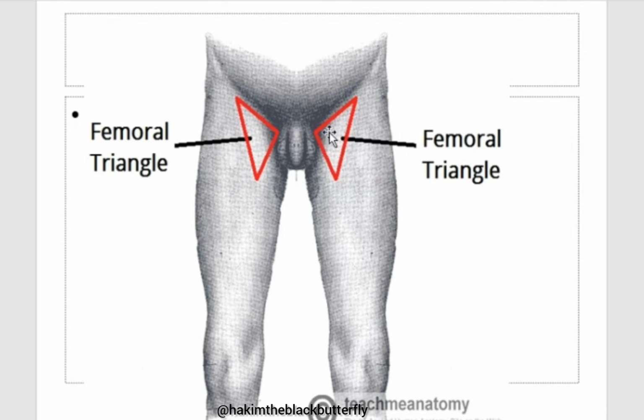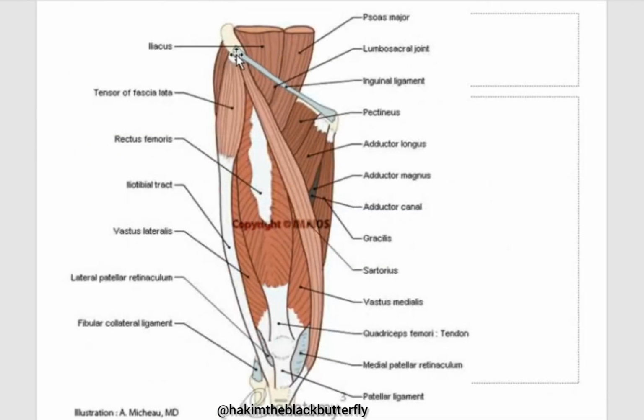Any penetrating injury on the anteromedial aspect of the thigh can injure the femoral artery, the femoral vein, and the femoral nerve, because they are only covered by skin. So this femoral triangle has a superior border, which is made by the inguinal ligament. This is the inguinal ligament.